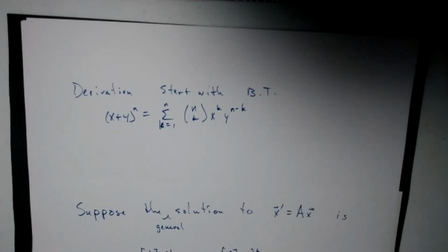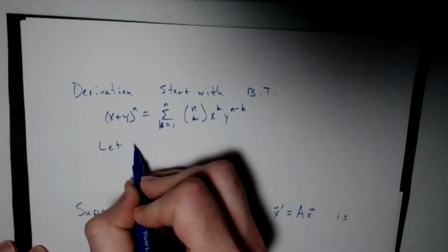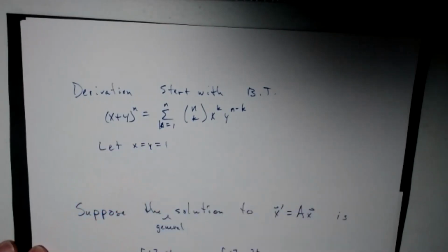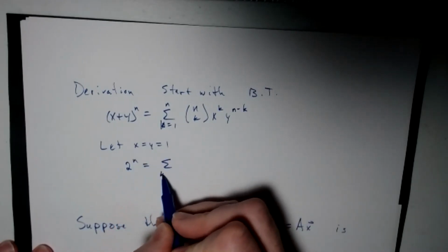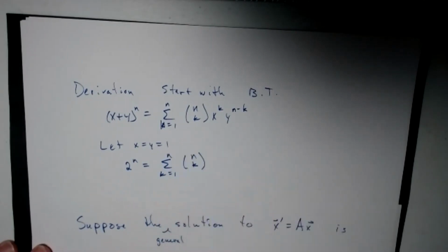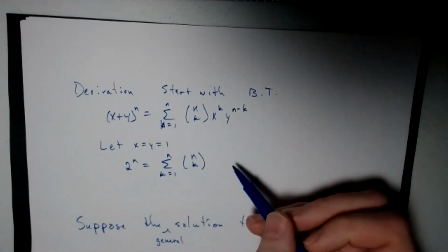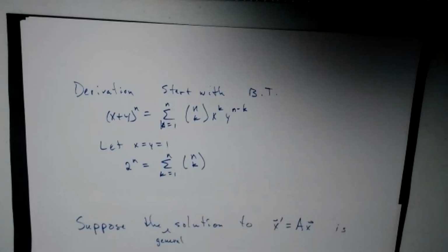And in this case, by letting x and y be special values. So for instance, if we let x equal y equal 1, then we get 2 to the n is the sum as k goes from 1 to n of n choose k. So from the binomial theorem, we derived an expression for the sum just of the binomial coefficients. That's just an example.